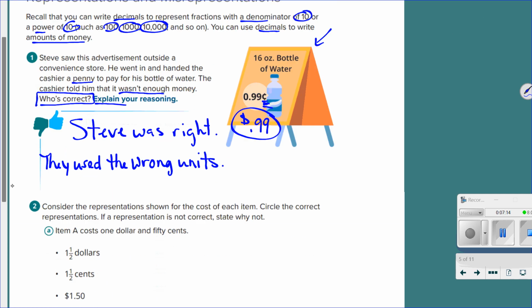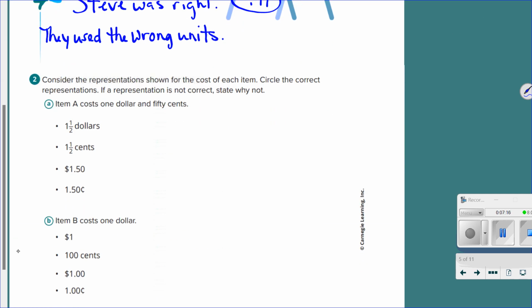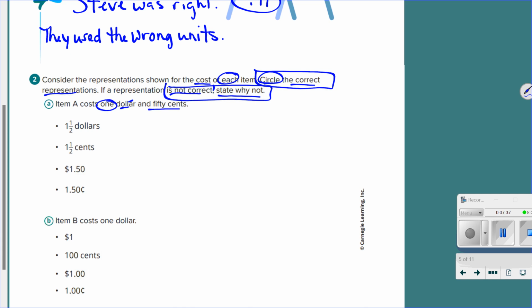Okay. Now, with that setup, consider the cost of each item. Circle the correct representations. If it's not correct, state why not. So we have 2 parts. Circle the correct and not correct, state why not. Item A is $1.50. Circle the ones that are right. Tell me what's wrong with the ones that are wrong.